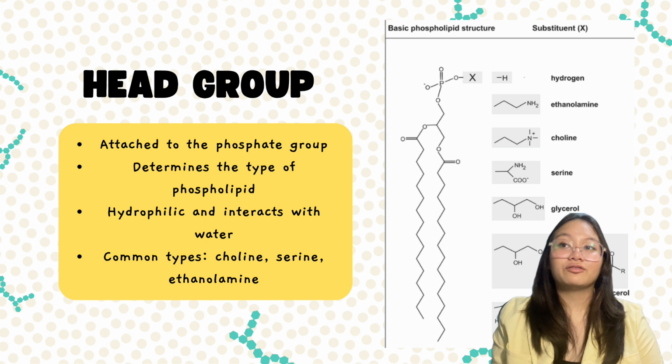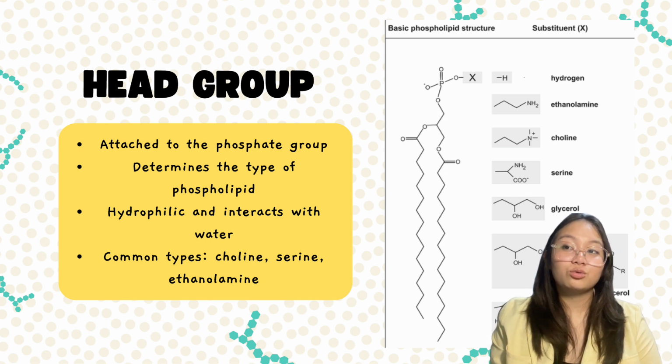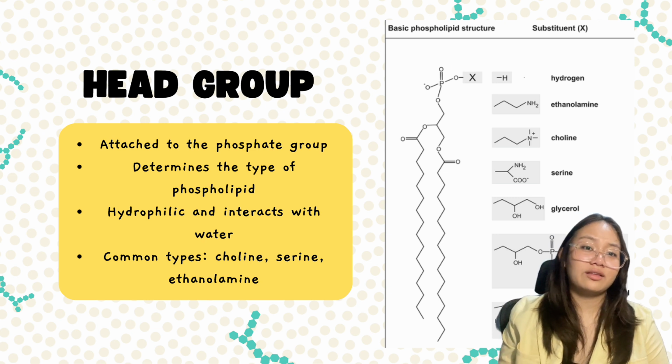For example, for choline, we have N positive. For ethanolamine, we have NH2. And then for serine, we have NH2 and COO negative. So that's where they differ.